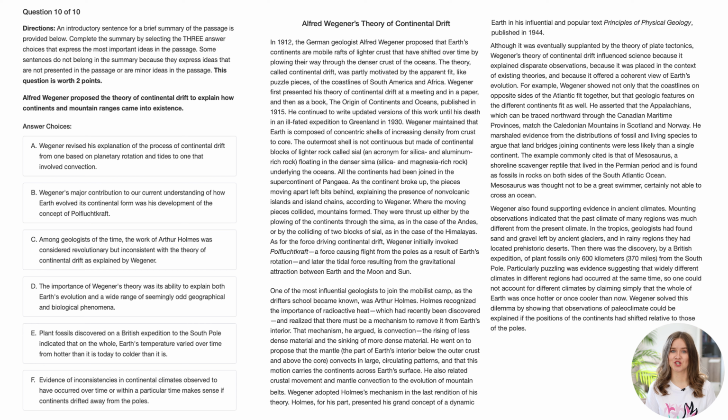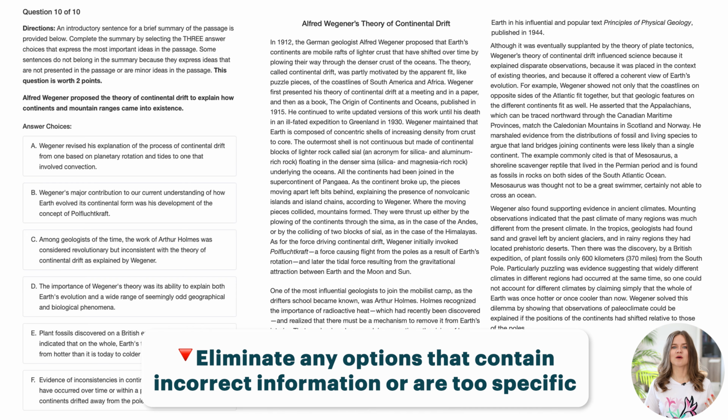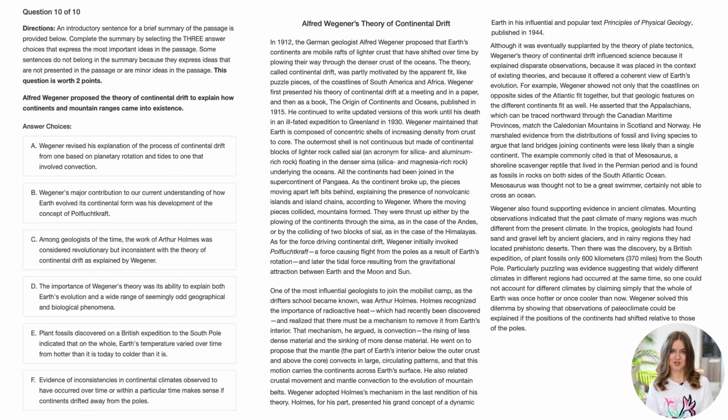Here is what you should do to answer this question without rereading the entire passage. 1. Choose the main ideas. 2. Eliminate any options that contain incorrect information or are too specific. Those are usually just minor details. 3. Choose the ones you remember clearly from earlier in the passage. The correct answers are A, D, and F.